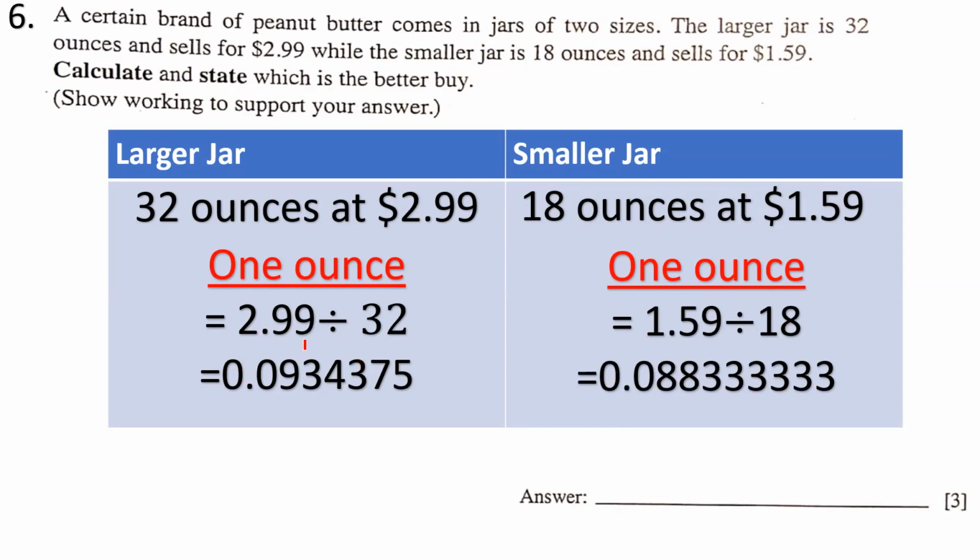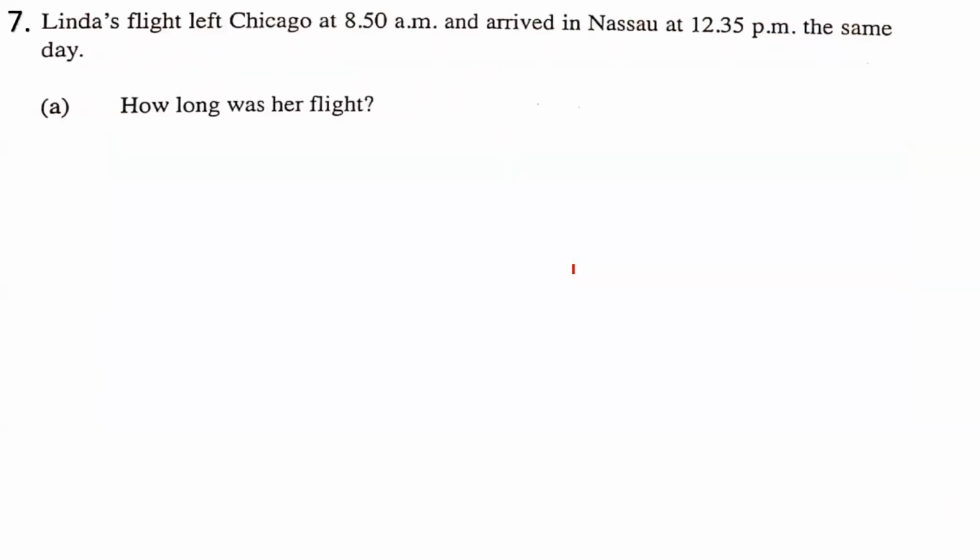So here for 1 ounce, it costs you about 8 cents. And then here for the larger jar, 1 ounce costs you about 9 cents. So what is that telling you? That's telling you that the smaller jar is cheaper. And so which one is the better buy? The better buy is definitely the smaller jar. That's question number 6. Moving right along, let's move on to question number 7.